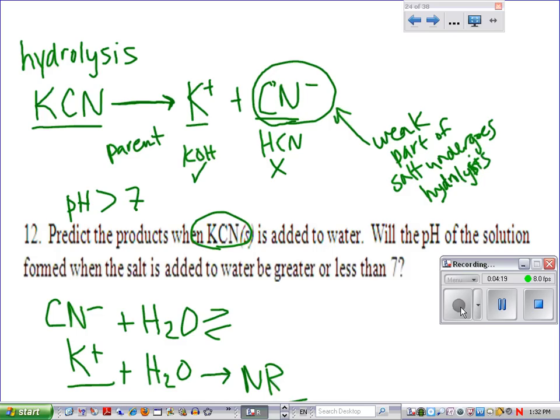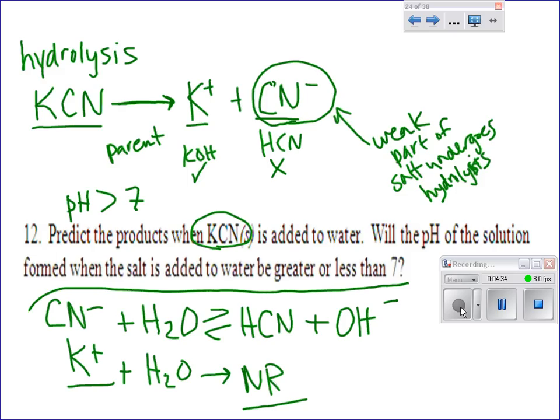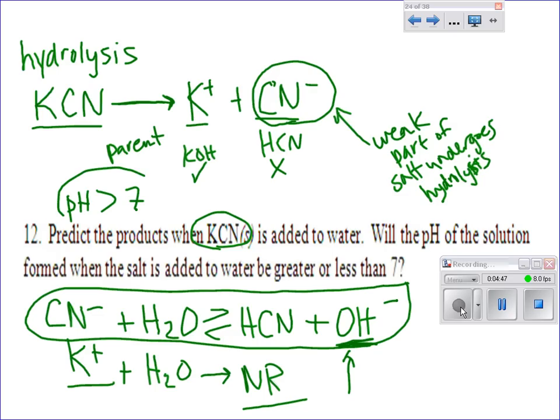Treating this like a Bronsted-Lowry reaction, H is only going to want to move, and there's only one thing that can donate the H, water, so we get HCN plus what? OH-. So taking the weak part of the salt and adding it to water, which is hydrolysis, creates something in solution that will give us pH. This made an OH-. What did we predict the pH to be based on the parents? Greater than 7. This is what's making it greater than 7. This is the real deal.